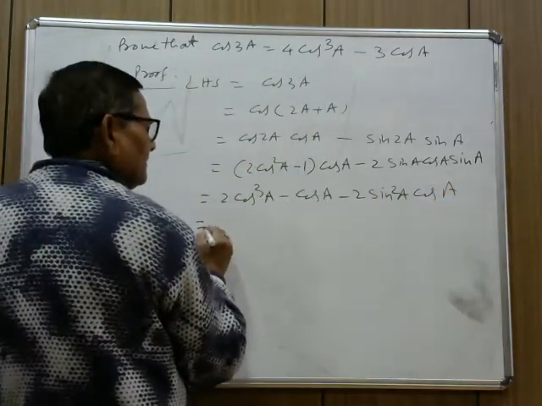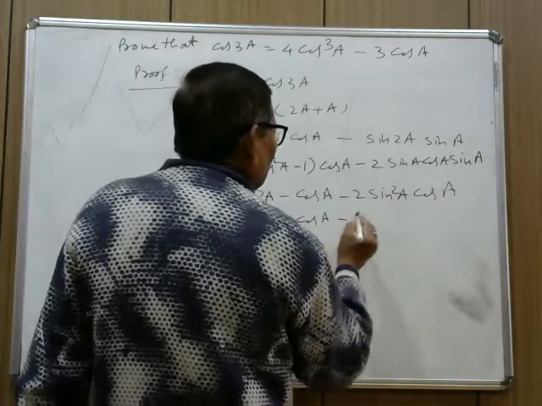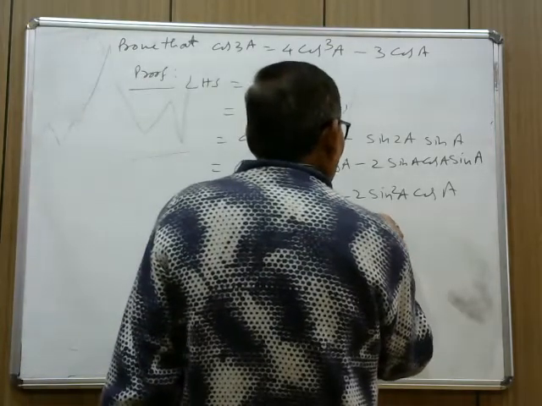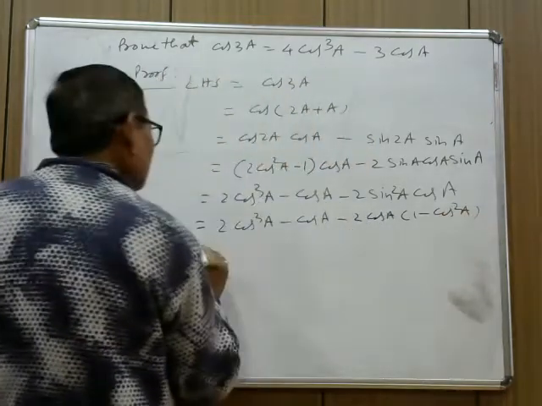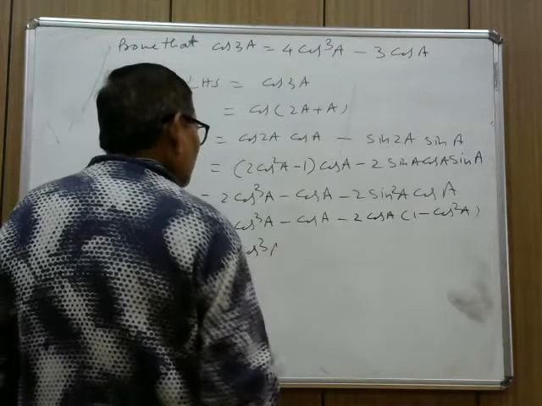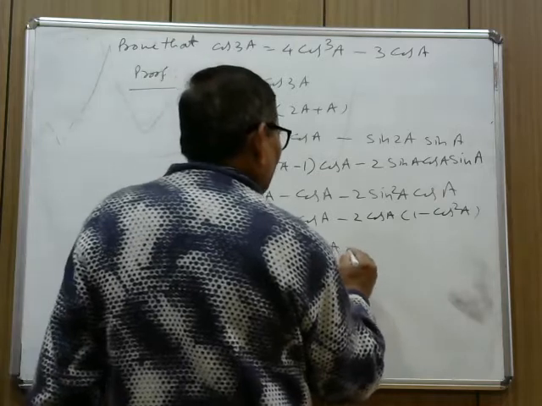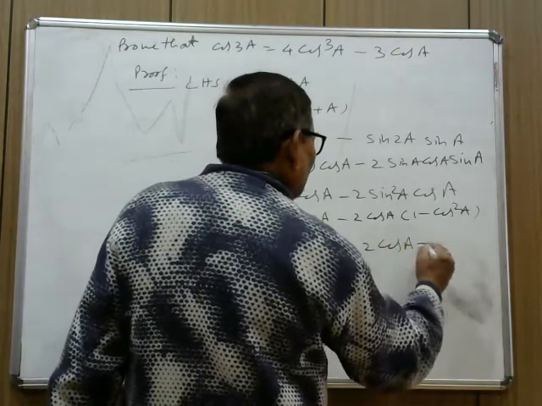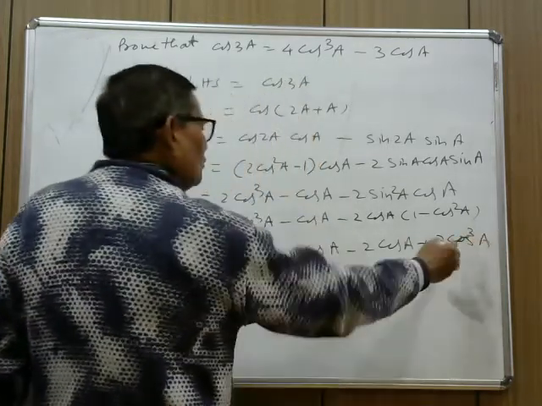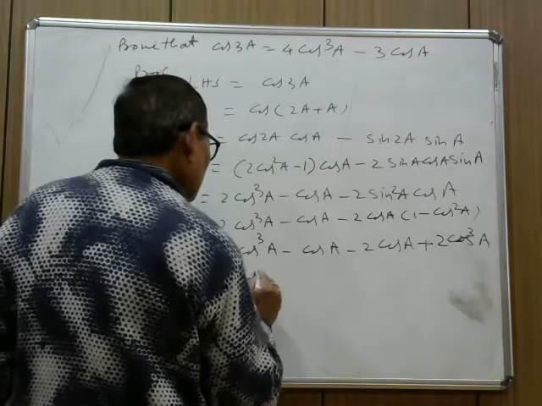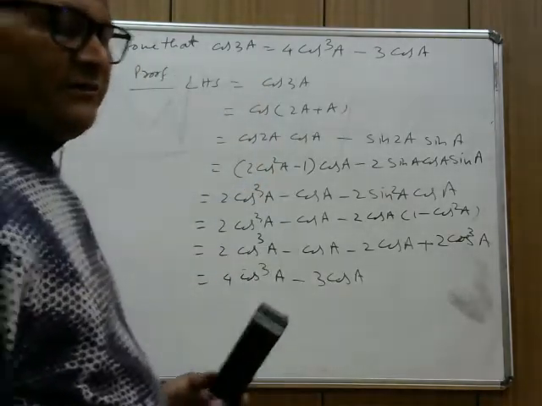You can write 2 cos cube A minus cos A minus 2 cos A into 1 minus cos square A. Open this bracket. 2 cos cube A minus cos A minus 2 cos A plus 2 cos cube A. 2 cos cube A and 2 cos cube A is 4 cos cube A minus 3 cos A. This is the formula for cos 3A.